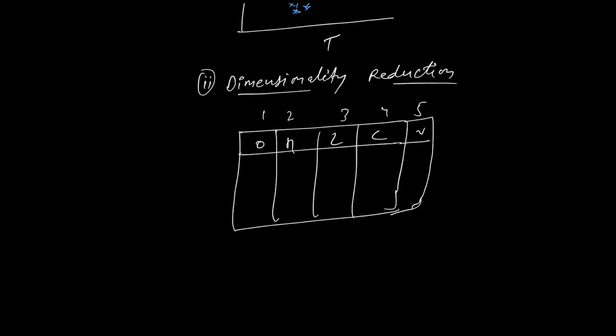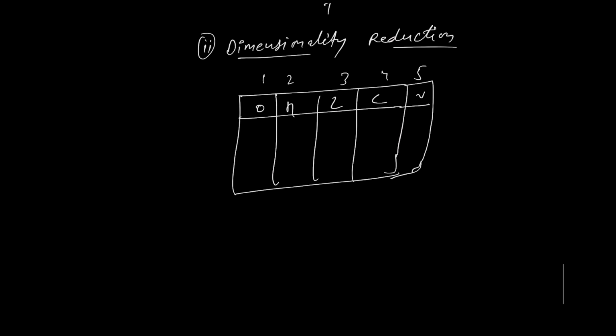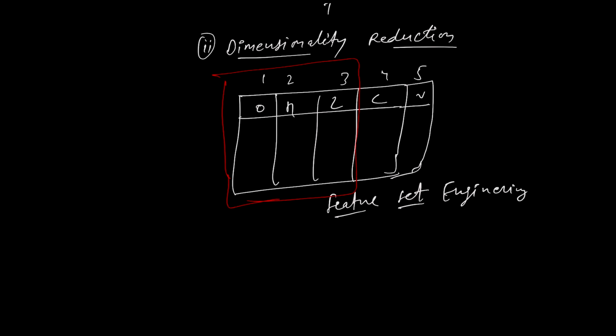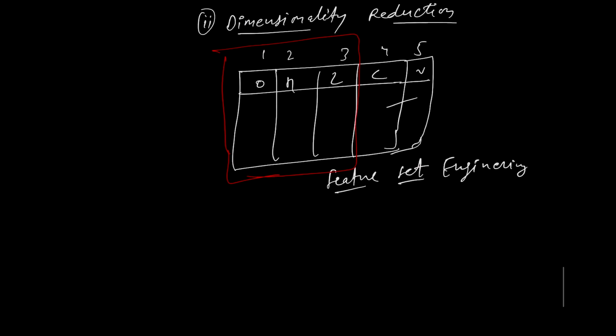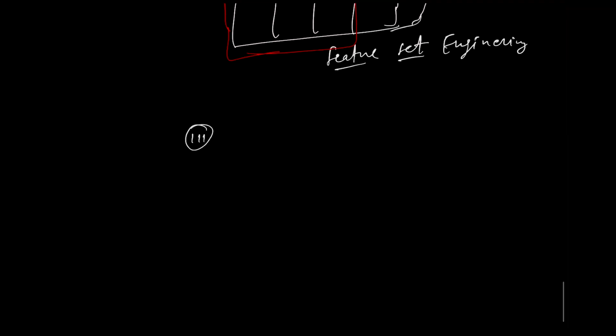There are multiple methods for that, known as feature set engineering. We will learn that in very detail in upcoming videos because it's very important. Just for example, if we are able to work with only 3 columns, then we will remove the other 2 if they are not impacting our outcome. That is the basic definition of dimensionality reduction. Now, the third is anomaly detection.